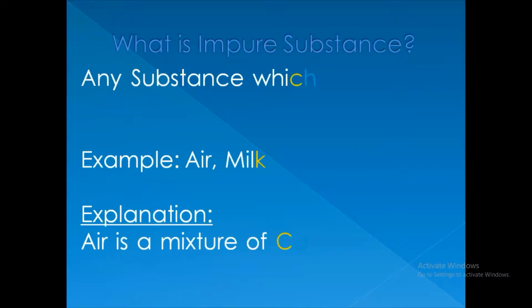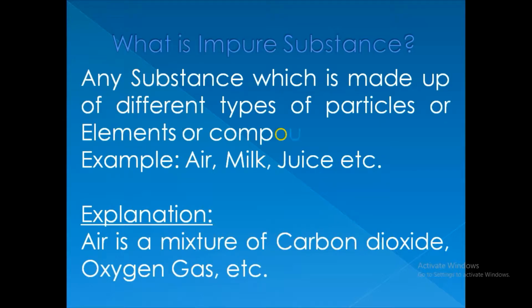What is an impure substance? Any substance which is made up of different types of particles or elements or compounds. That means they are not made up of one type of element. Example like air, milk, juice, etc. Air is a mixture of carbon dioxide, oxygen gas, nitrogen gas, methane, etc.